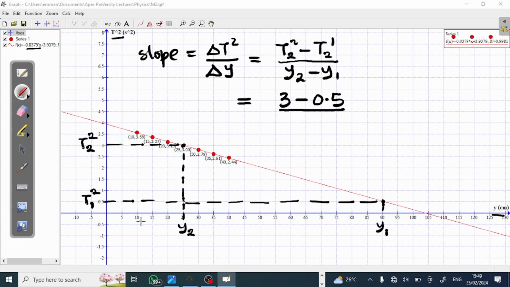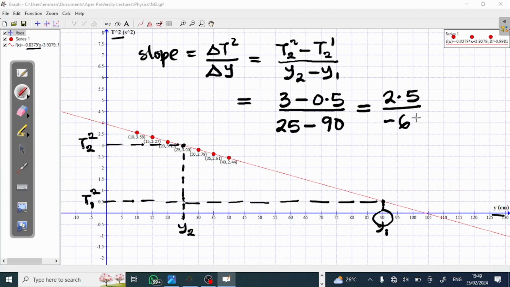Y2: 5, 10, 15, 20, 25. So here should be 25. That's 25 minus Y1, which is here, is about 90. So it becomes minus 90. All right, let's get this math done. 3 minus 0.5 is about 2.5 all over 25 minus 90. Let me punch that. That's about minus 65.